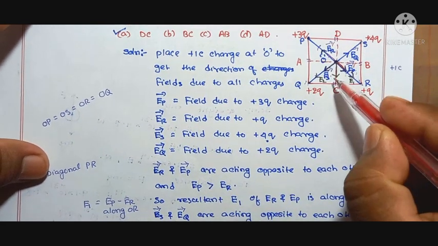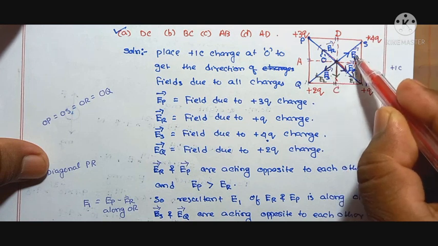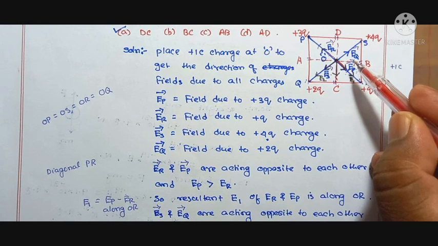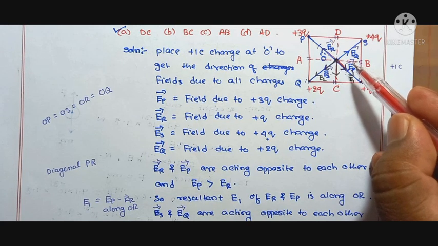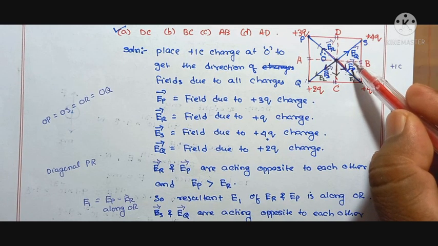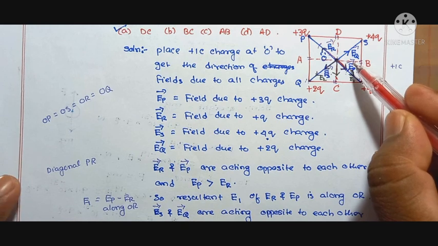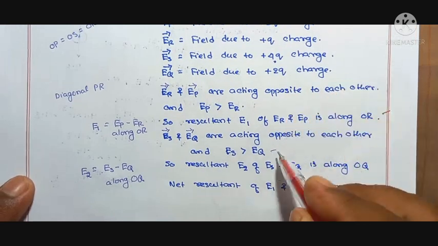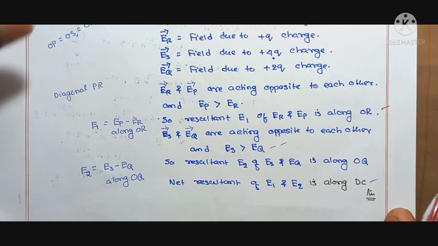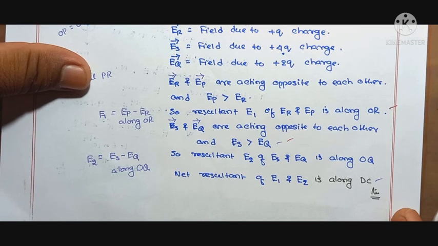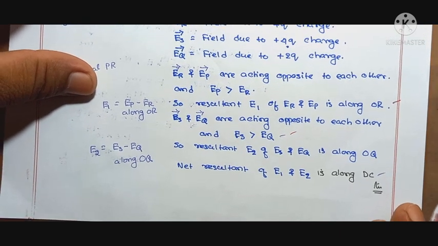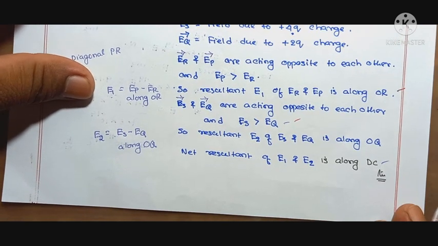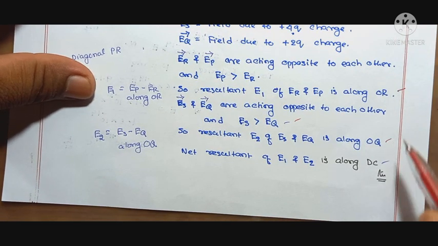Similarly, these electric field intensities ES and EQ are acting opposite to each other, and ES is greater than EQ. So net electric field intensity between ES and EQ is ES minus EQ along OQ.